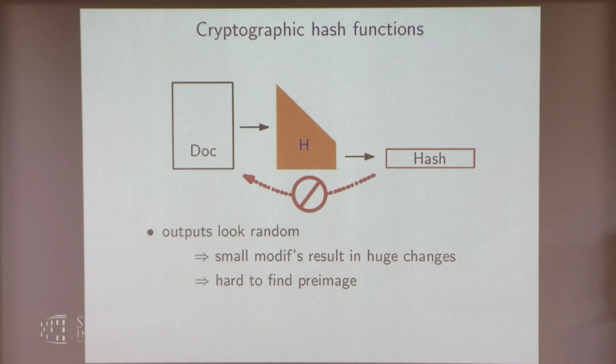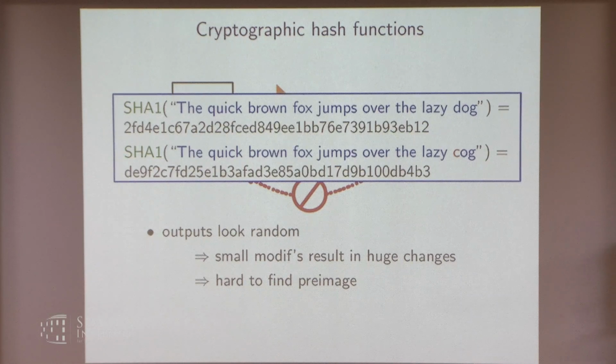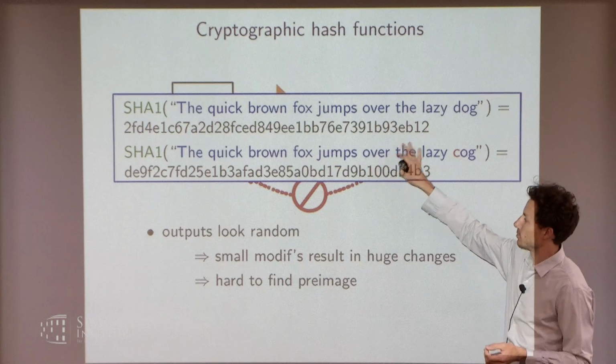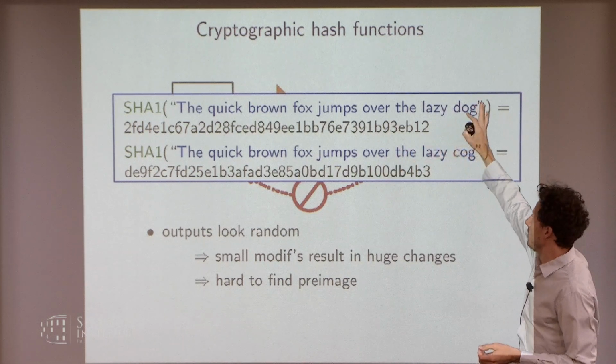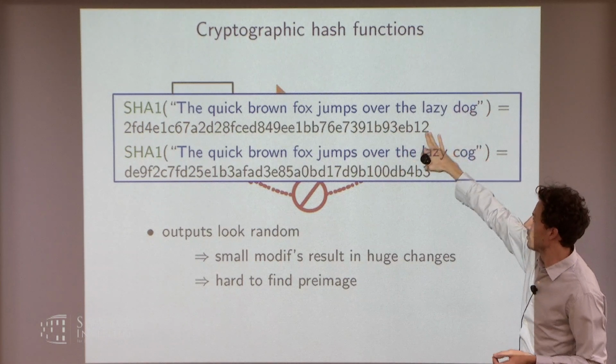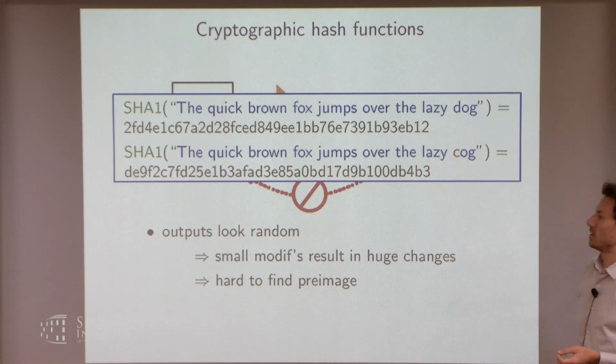It should have some security properties. Typically we want small modifications of the input to lead to big modifications of the output, or in other applications we assume that the output really looks random. It should be hard to go backwards to find a pre-image. Here's an example using SHA-1 because the output is shorter. If you hash this sentence, you get this hash value. If you change one entry, you get something looking completely unrelated.